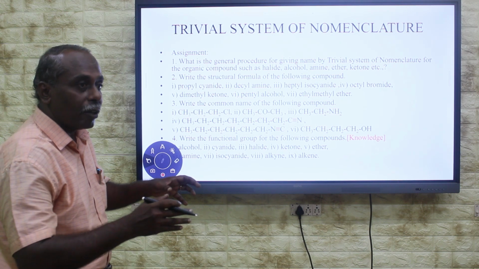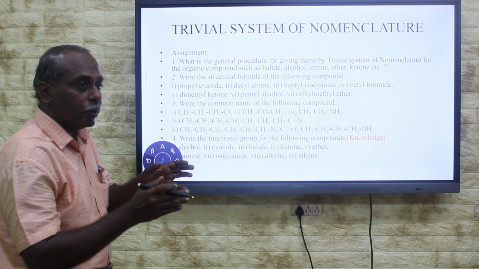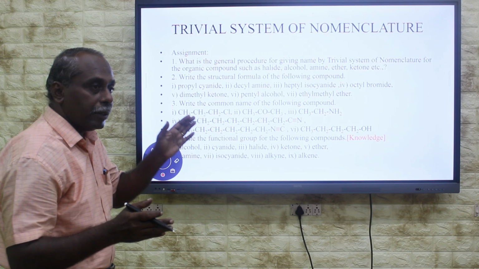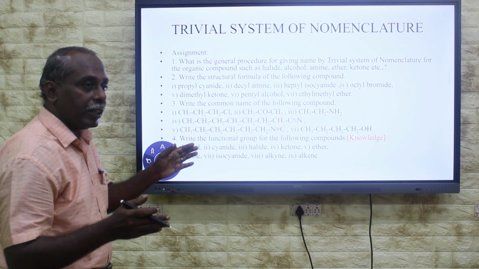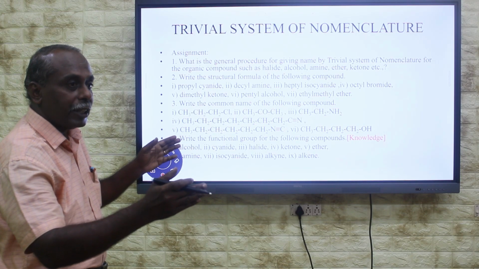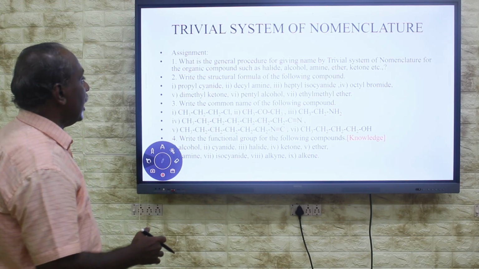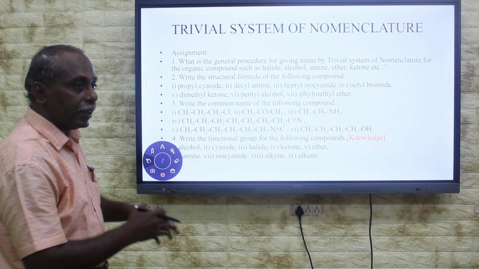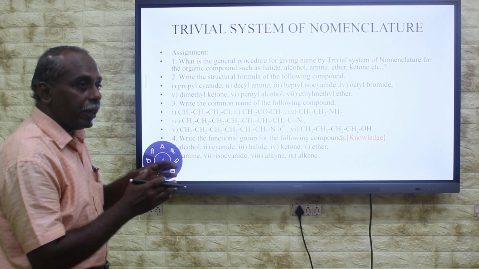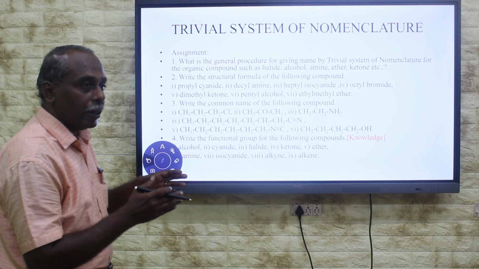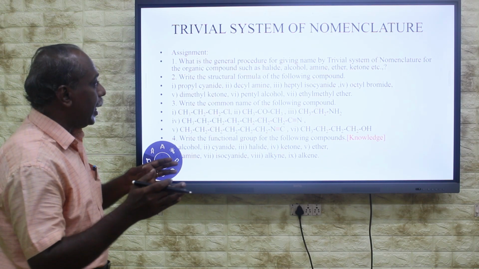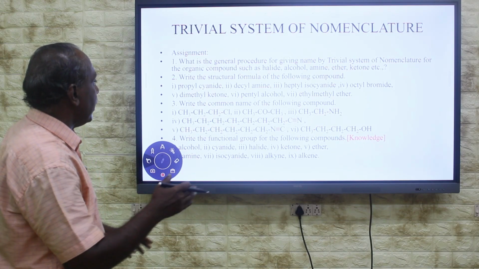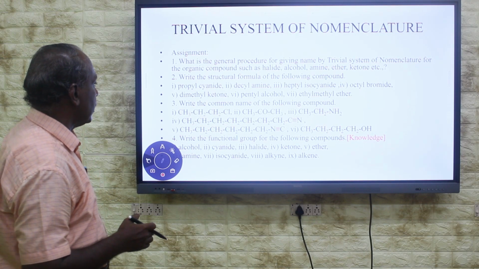Decyl, there are 10 carbons. These 10 carbons should be arranged in a carbon skeleton. Then one terminal carbon has CH3, and the other terminal has CH2 that is connected with the amine, NH2. Then octyl isocyanide in a similar manner. There will be 7 carbons in the alkyl group. Then isocyanide is added. NC is isocyanide. In that way we can write the structural formula of the compound.